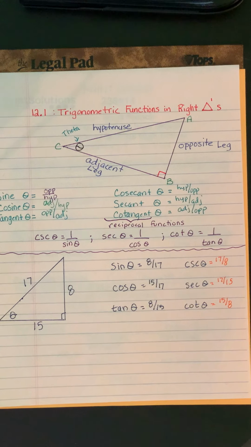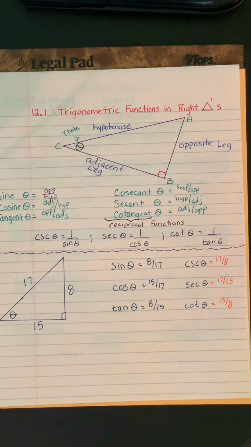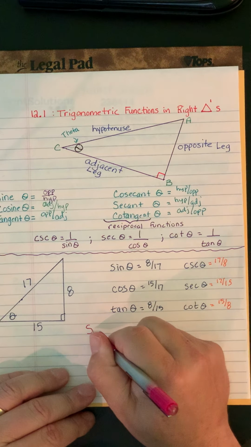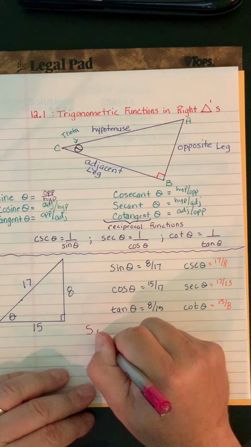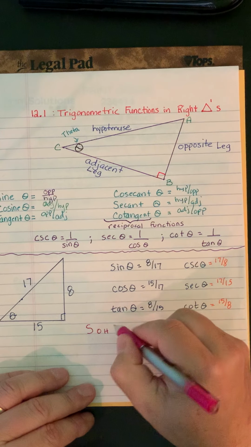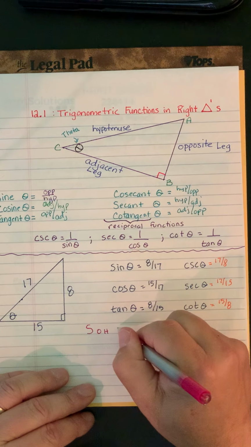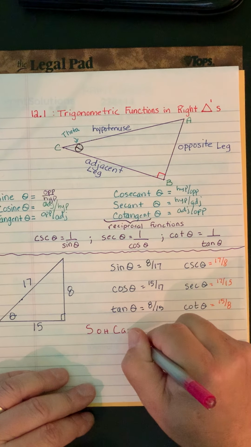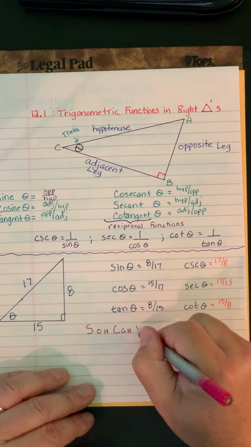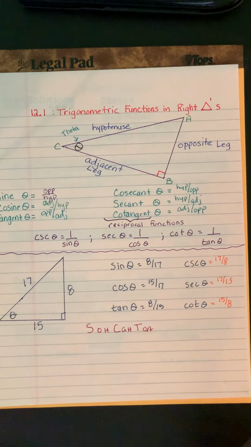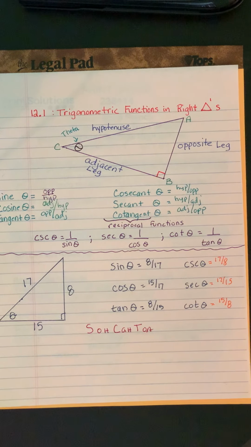Now, I know some of you might have done this before, maybe in geometry, and you learned a cute little mnemonic, it's usually SOHCAHTOA. So the sine is the opposite over the hypotenuse. So that's our SOHCAHTOA, and then the cosine is the adjacent over the hypotenuse, and then the tangent is the opposite over the adjacent. SOHCAHTOA.